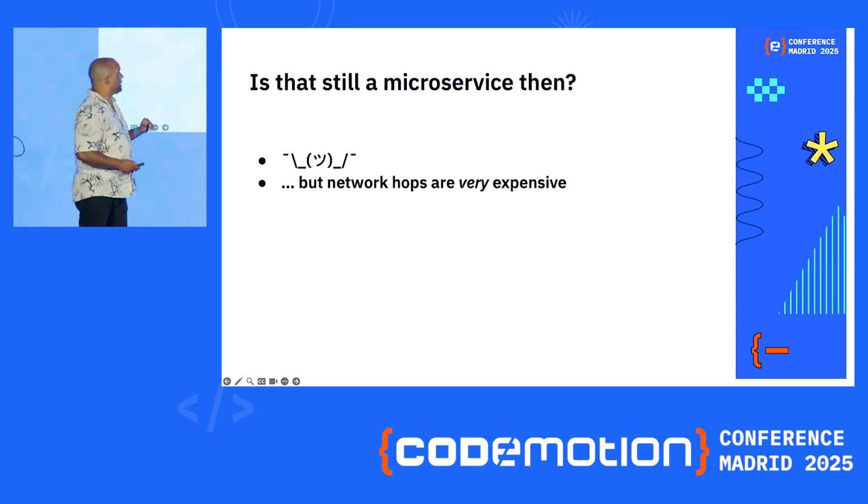So that will be much quicker. Is it still a microservice then? I don't know. Right now, we kind of define microservices as being separated by a network. Do we need that really? I kind of doubt it.